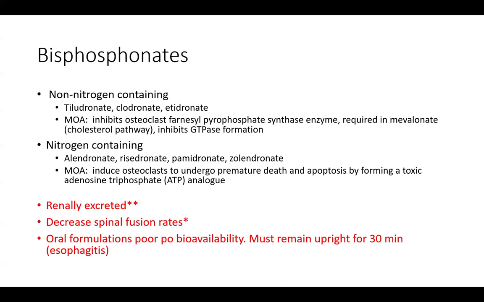So with regards to bisphosphonates, there are two major classes: non-nitrogen containing and nitrogen containing. Again, this is pretty high yield for the OITE. The non-nitrogen containing ones, we don't really see these used as often, but the mechanism is through inhibition of osteoclast farnesyl pyrophosphatase. You have nitrogen containing ones that are the ones that we see more often, like alendronate and zoledronate, probably the two most common ones that you see in patients in the emergency room. And basically, this induces osteoclasts to undergo premature death and apoptosis by forming a toxic ATP analog.